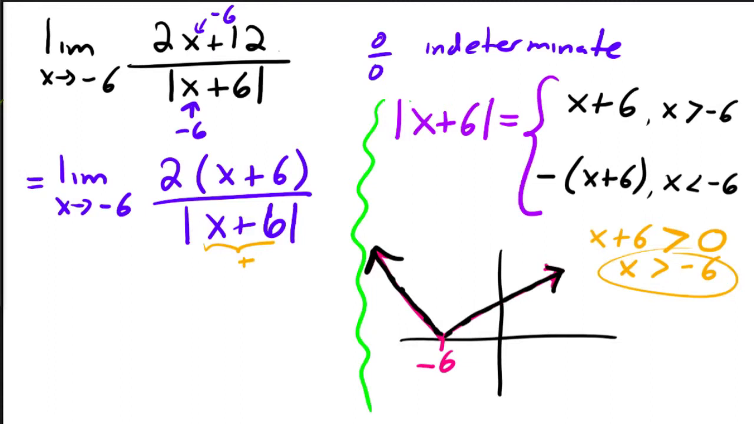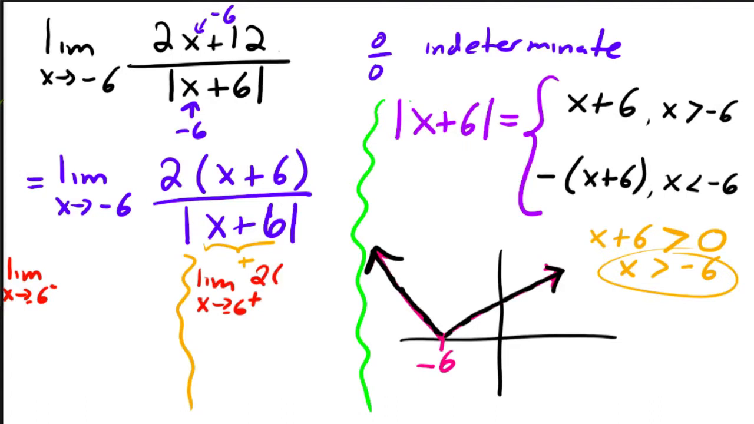Okay, now this limit, notice that it's different. It's going to be different for the left side and the right side. So we have to find those separately. We need to find the limit as x approaches -6 from the left, and the limit as x approaches -6 from the right. Okay, now let's do the one from the right first.